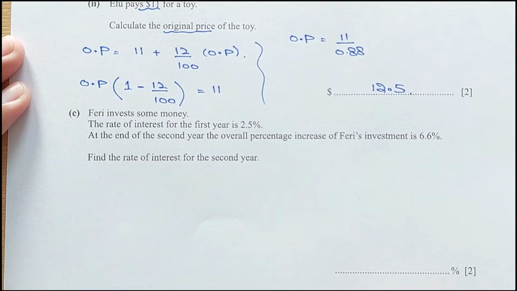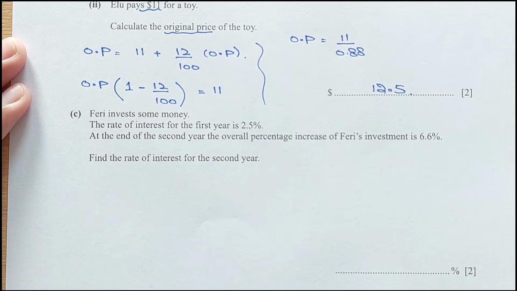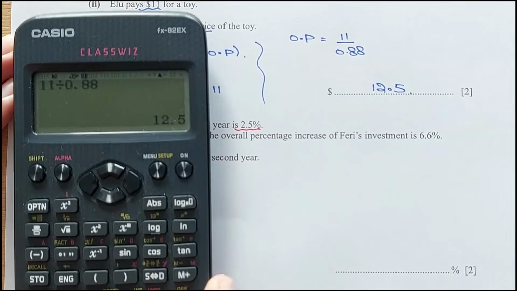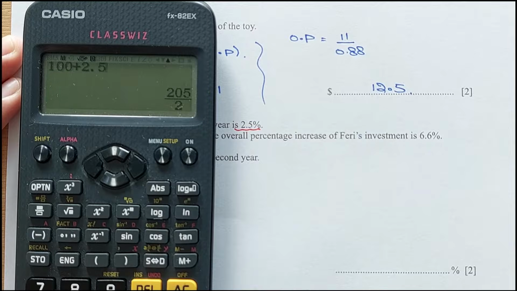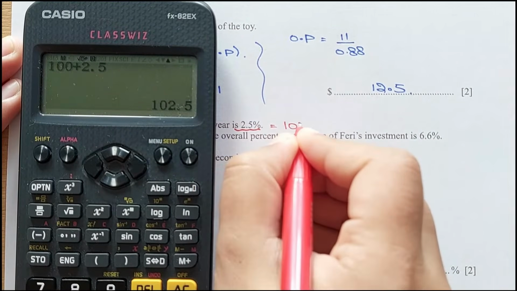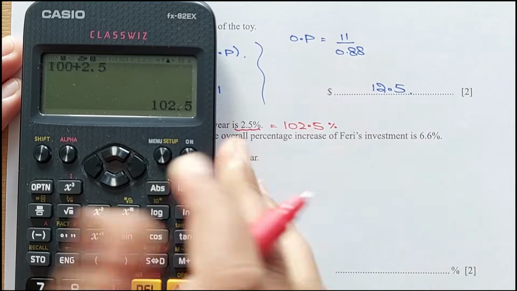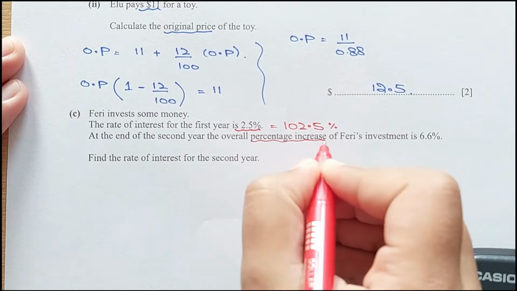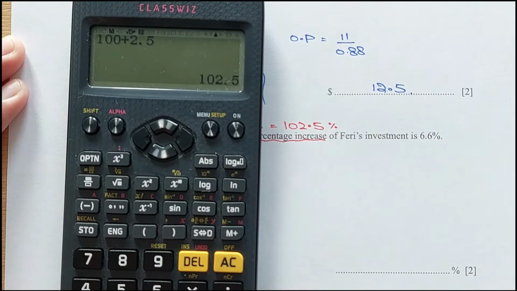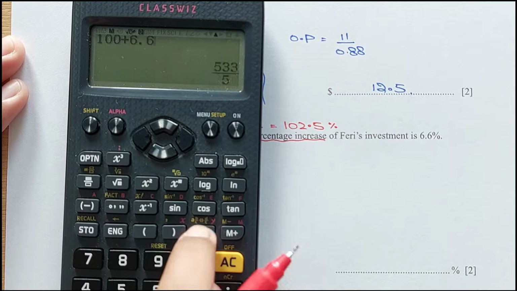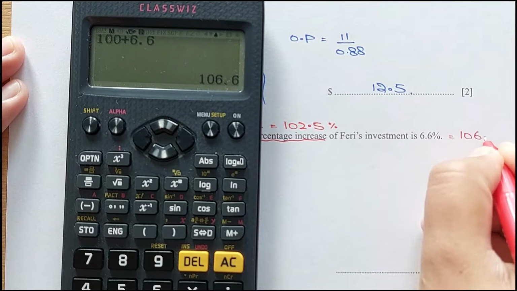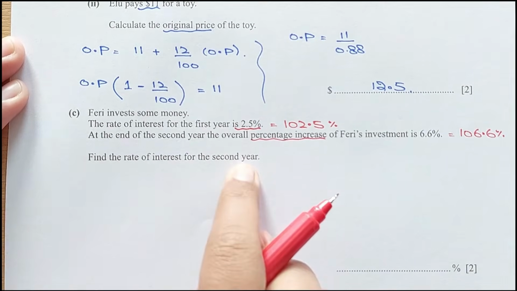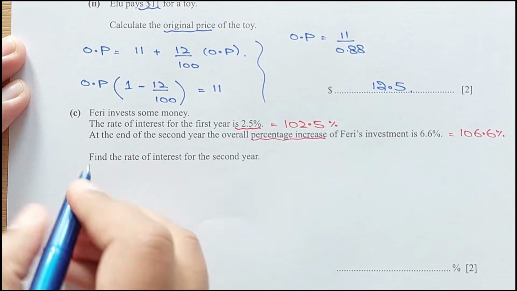Now for part C, if we reinvest some money, the rate of interest for the first year is 2.5%. So if I add 2.5% to 100, I have 102.5%. Right. At the end of the second year, the overall percentage increase of Fairy's investment is 6.6%. So 100 plus 6.6 is 106.6. This is overall, right? Find the rate of interest for the second year, right?